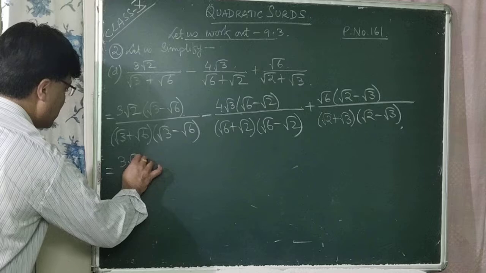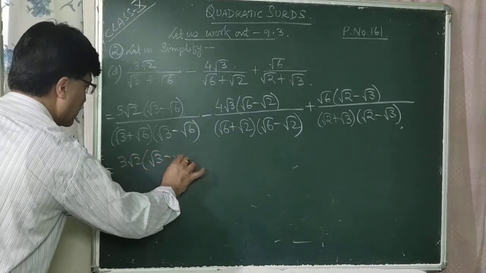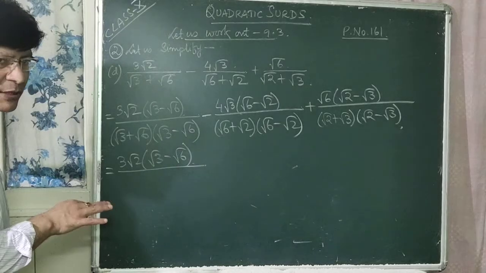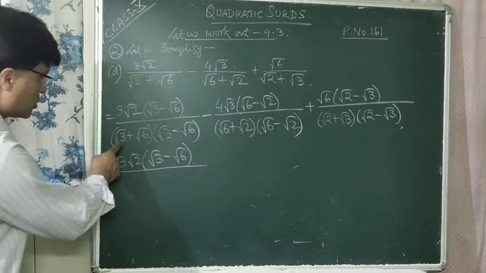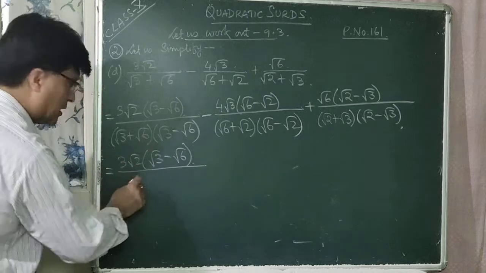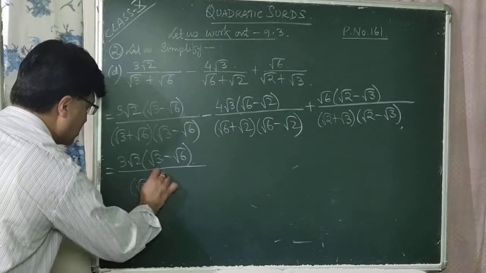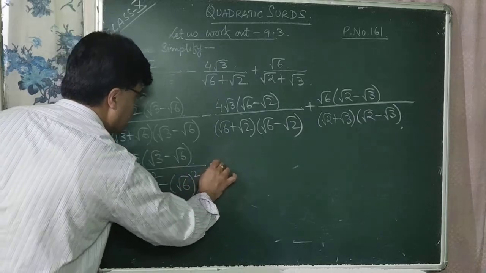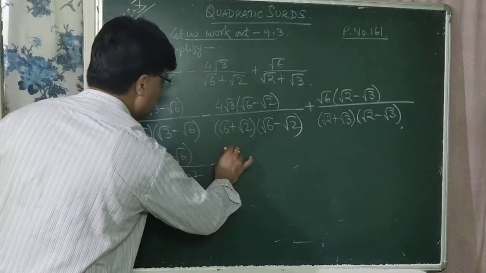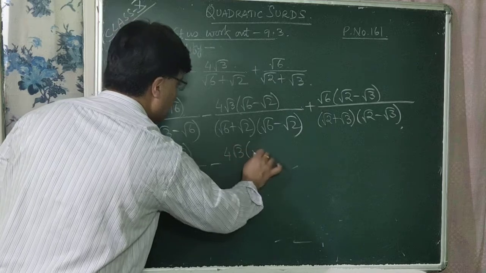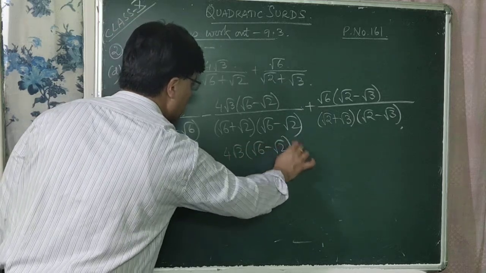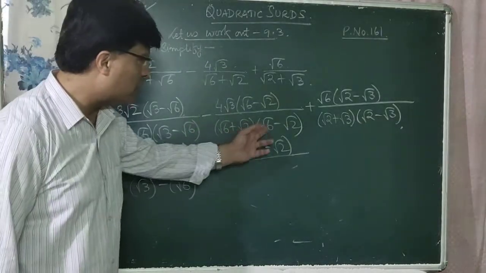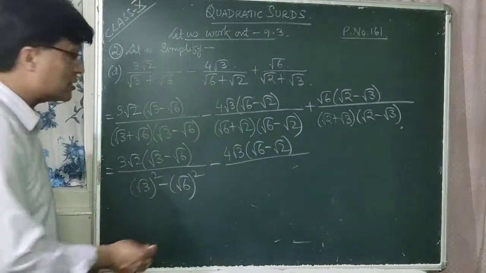It is equal to 3 root 2 within bracket root 3 minus root 6. The numerator remains the same. This is a plus b into a minus b, which is a square minus b square. So it is root 3 whole square minus root 6 whole square. Minus 4 root 3 into root 6 minus root 2, whole divided by what? This is also a plus b into a minus b, that is a square minus b square.